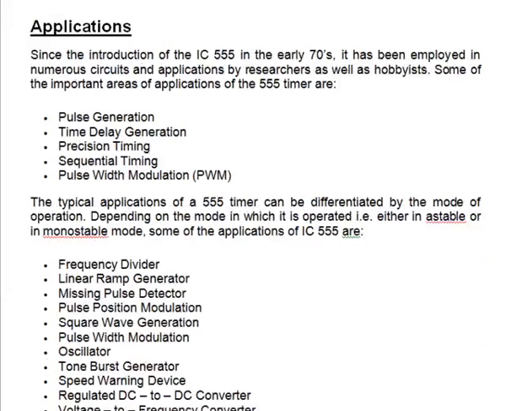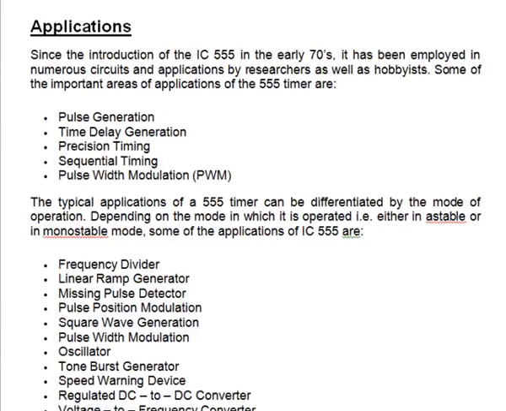Now, the applications of it. Since the introduction of the IC-555 in the early 70s, it has been employed in numerous circuits and applications by researchers as well as hobbyists. Some of the important areas of application of the 555 timer are pulse generation, time delay generation, precision timing, sequential timing, and pulse width modulation.